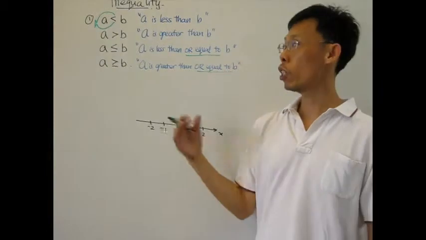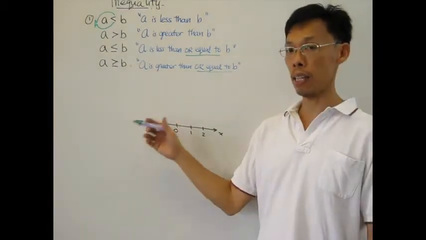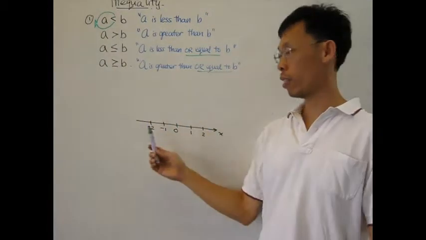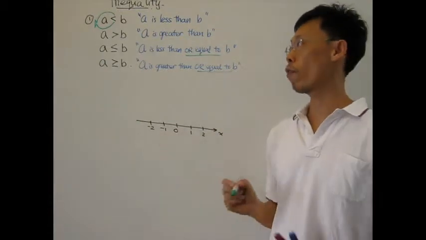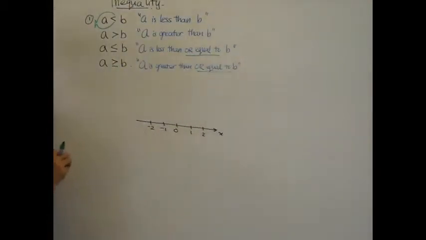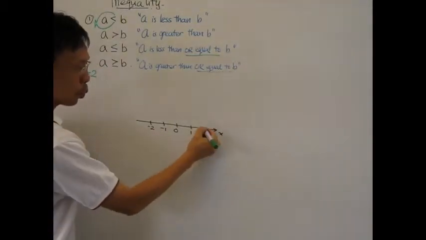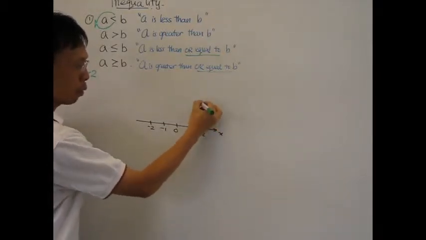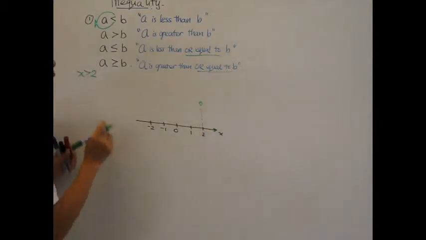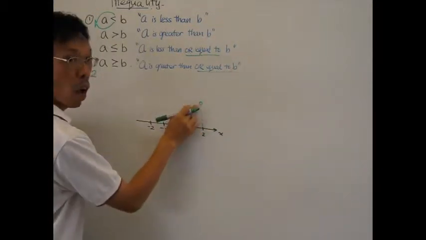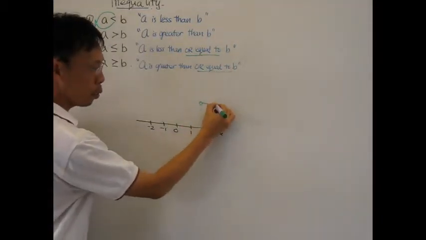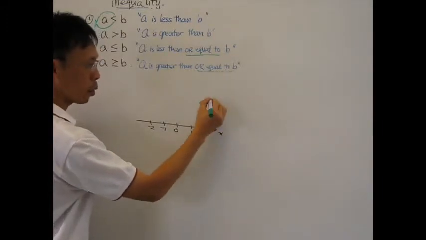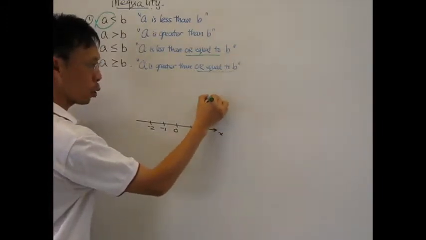Now, the next thing that we need to know is how to represent this on a real line. This is a real number line. For example, I have x is larger than 2. That means from 2 here, I'm going to go up. For larger than, you use an open bracket, and then you draw a line like this. So, x is larger than 2.